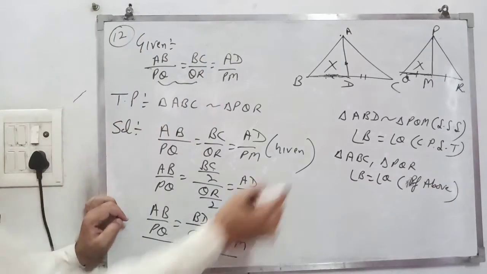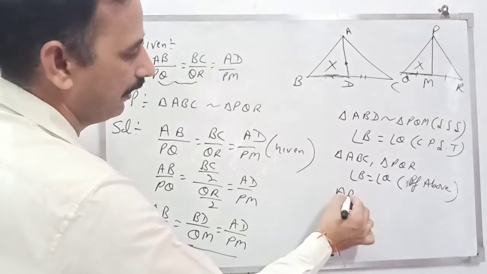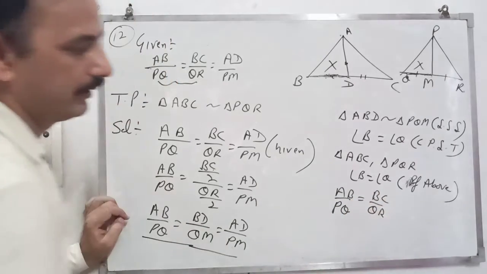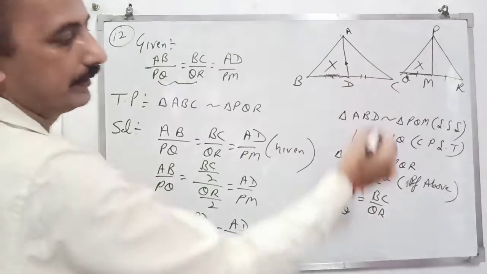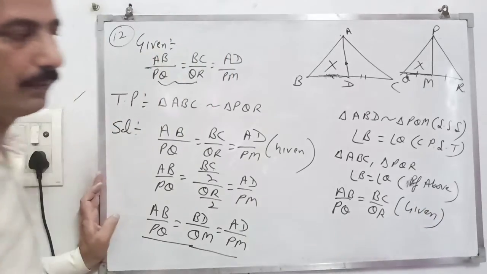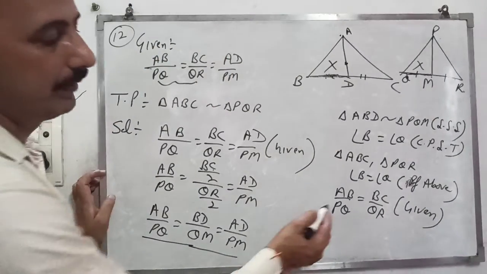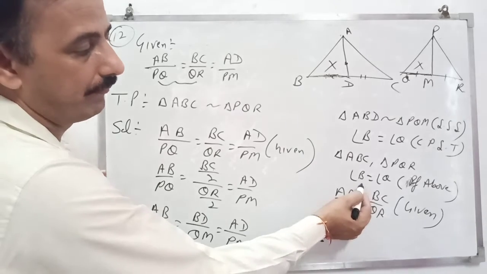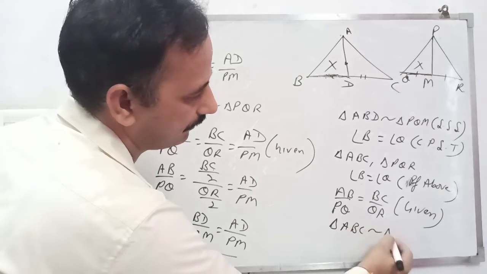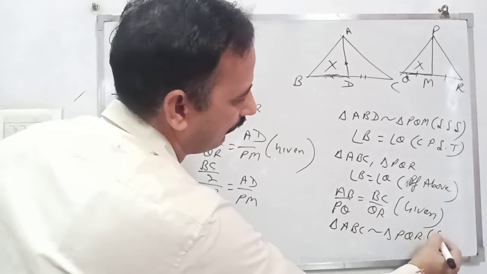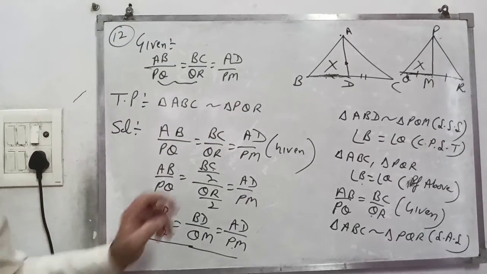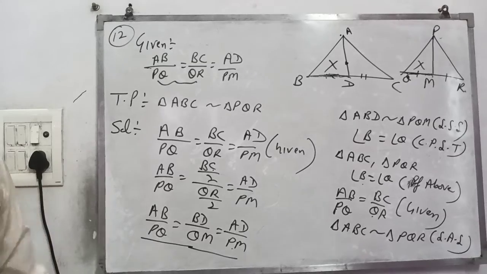It's proof above, right? And here it is given AB upon PQ equals BC upon QR. That is, the ratio of the sides of the two triangles is given. So if the ratio of the sides of the two triangles and the one angle are equal, then triangle ABC is similar to triangle PQR by SAS, right? So in this way we can prove ABC is similar to triangle PQR.